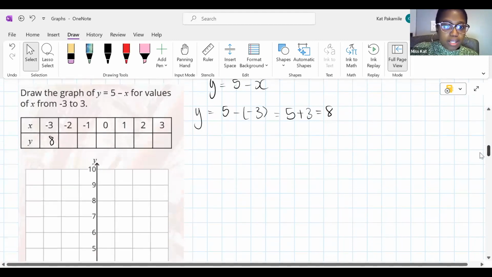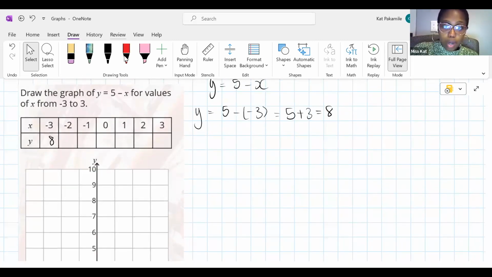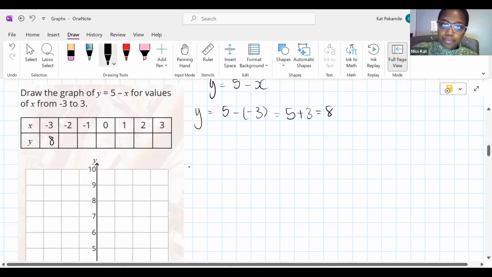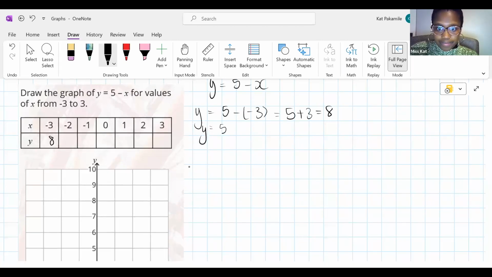Tell me, guys, what is my second output? We're doing the table now. What is my second output? Palesa, yes. So, ma'am, we're going to say 5 minus negative 2, which gives us 7. Yes, 7, because this negative becomes a positive. So we must say 5 plus 2. There we go. Thank you very much.